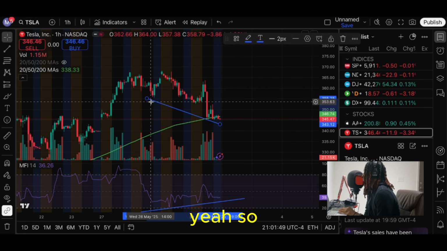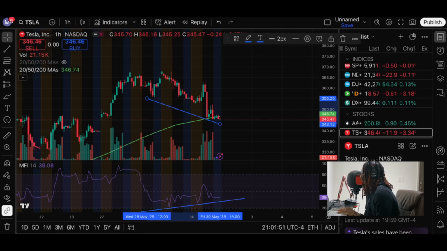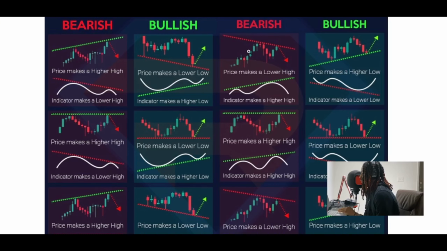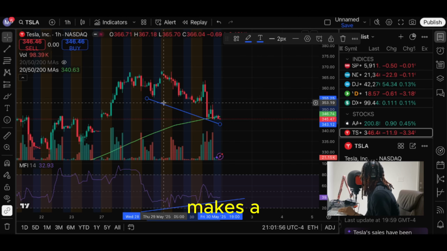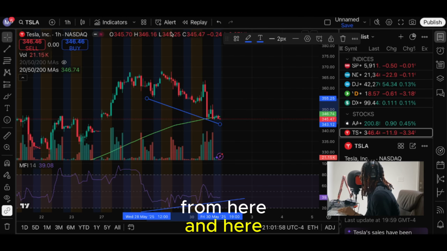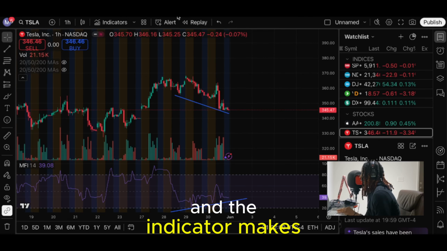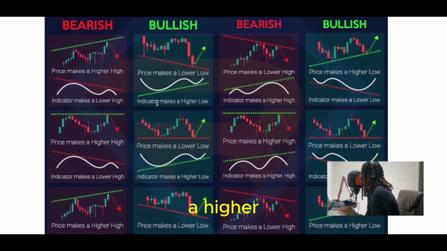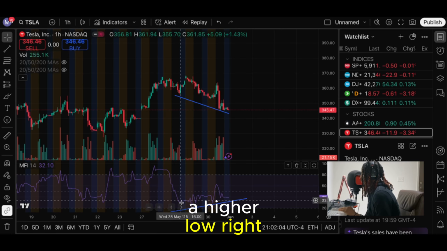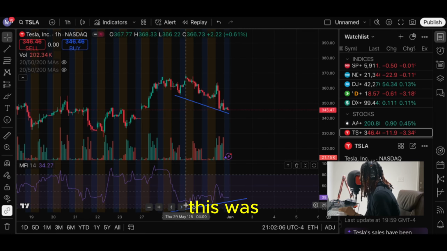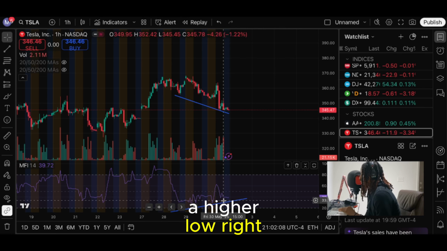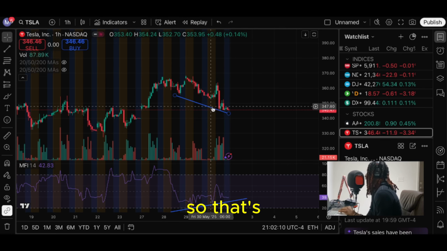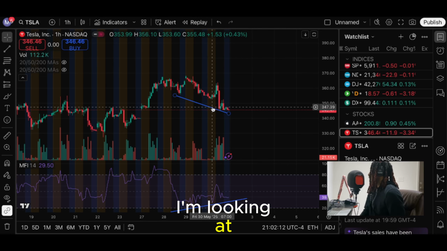Yeah, so the price makes a lower low, from here and here, and the indicator makes a higher low, right? This was the first low, and then it made a higher low right here in this area. So that's definitely something I'm looking at.